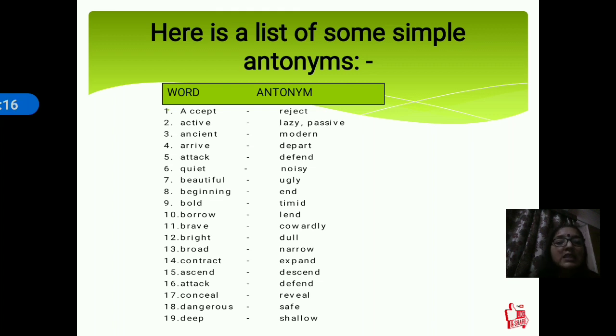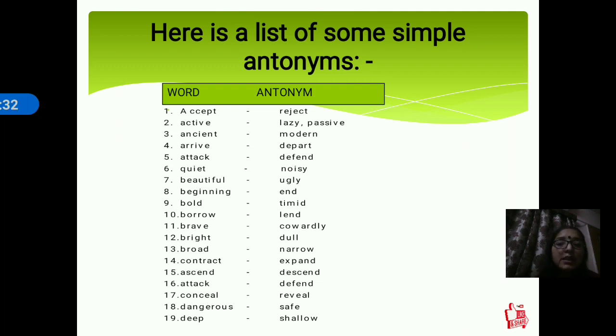Okay, attack, when somebody attacks you, and defend, when you protect yourself. Okay, next is conceal. Conceal means hiding. Reveal means showing off. Dangerous, something really dangerous, really harmful. Opposite of that is safe.